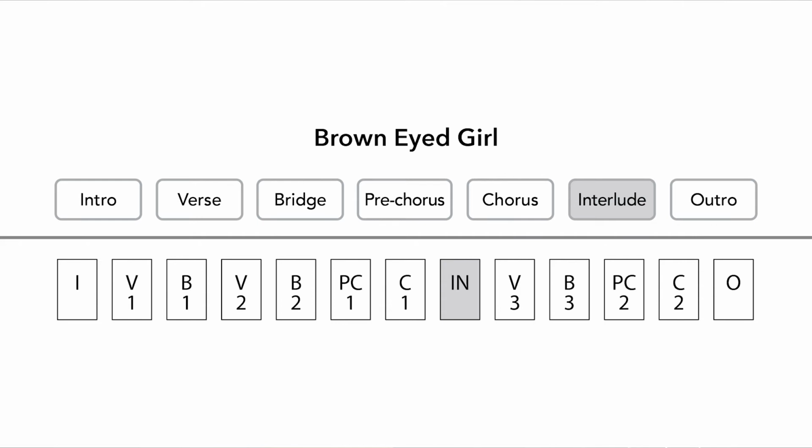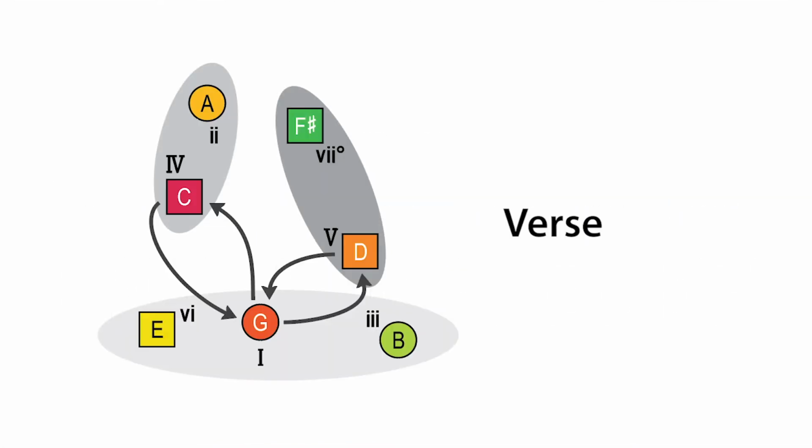And the chords in this kind of section are often based on those of the chorus or verse, though in Brown Eyed Girl, like I say, they're based on the bridge chord progression. But typically the interlude immediately leads back to either the verse or the chorus, which it does here in Brown Eyed Girl back into verse 3.